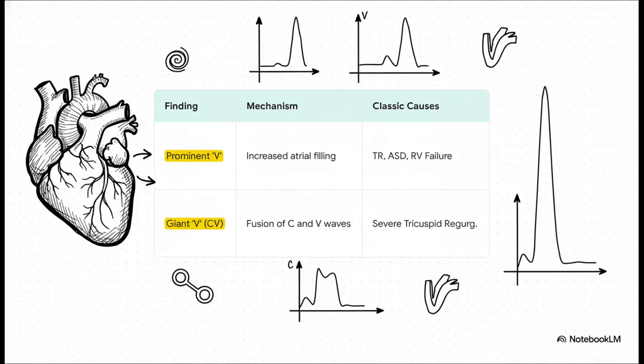When you see weird things happening with the V wave, you should be thinking about volume. A prominent V wave happens when there's way too much blood filling the atrium during systole, like what you'd see with an atrial septal defect or, again, severe tricuspid regurgitation. In the absolute worst cases of tricuspid regurgitation, that X descent valley gets completely filled in and the C and V waves merge into one single massive wave. We call that a giant V wave or a CV wave, also known as Lancisi's sign.